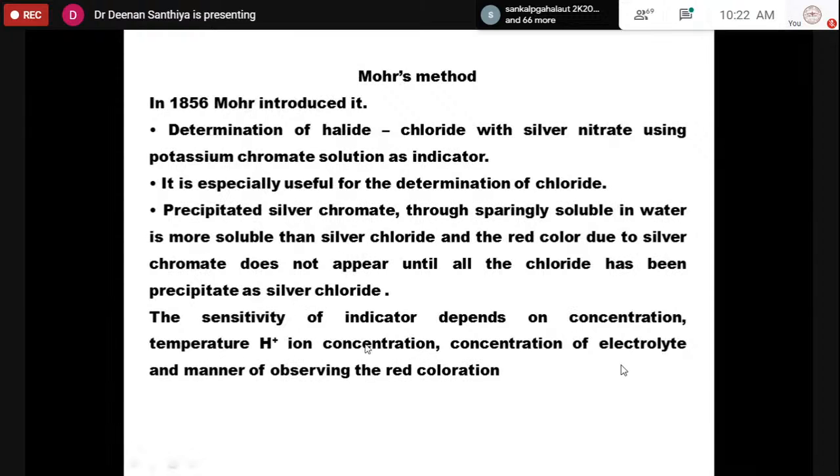Then the sensitivity of the indicator depends on concentration, temperature, H+ ion concentration, the concentration of the electrolyte, and the manner of absorbing red coloration. The concentration matters a lot. Only when the ionic product exceeds the solubility product can the precipitation take place. So these are the factors for the sensitivity of the indicator, the last point.